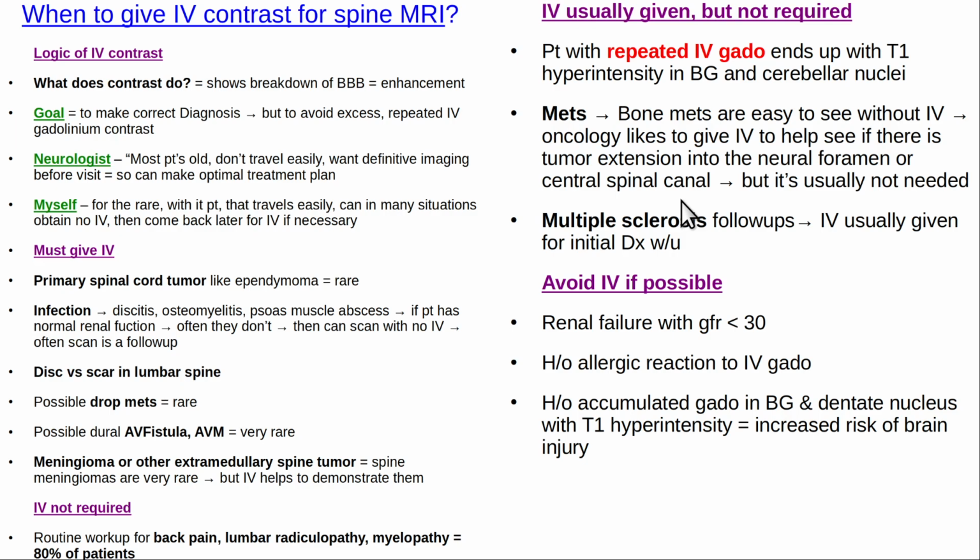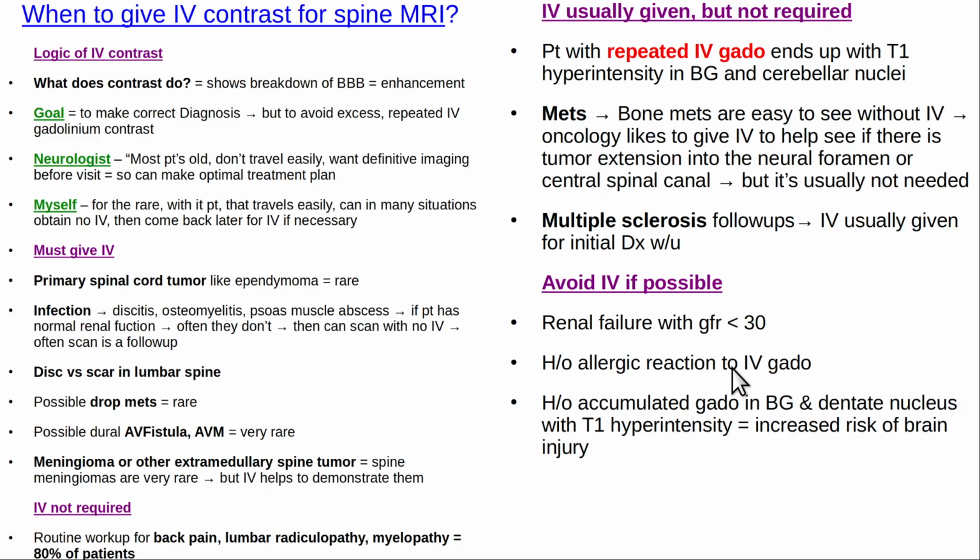For multiple sclerosis, a lot of times I like to give IV on the initial diagnosis, but for the follow-ups, I usually don't need it. Okay, usually it's not going to make much difference, if any, with multiple sclerosis follow-ups when you're imaging, most commonly the cervical spine, but sometimes I'll also image the thoracic spinal cord. Those are the most common issues.